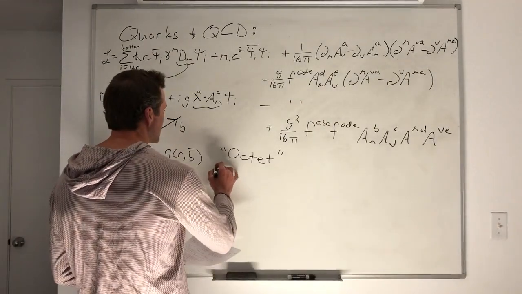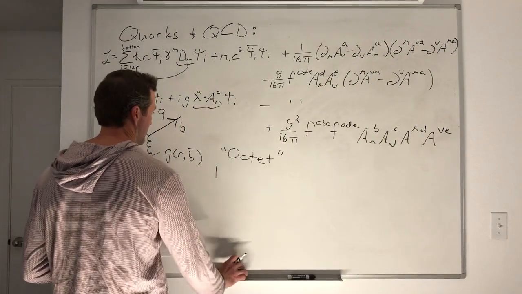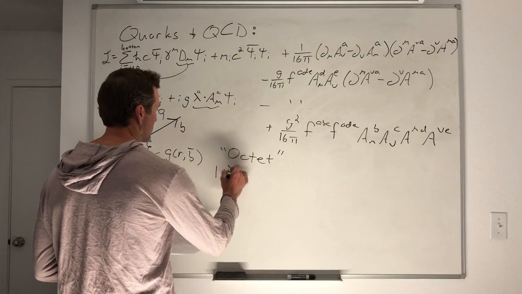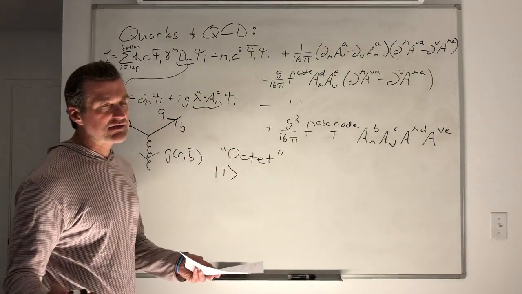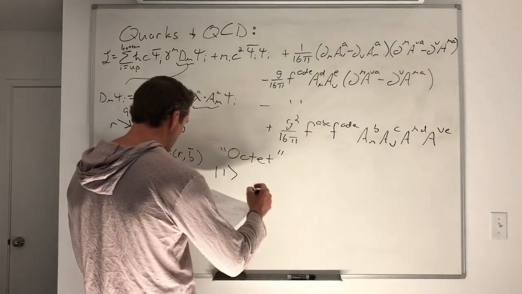Okay, so here's the set of octet states. And these are just color combinations. I'm not even going to tell you whether they're part of a gluon or part of quarks or whatever. These are just color combinations.